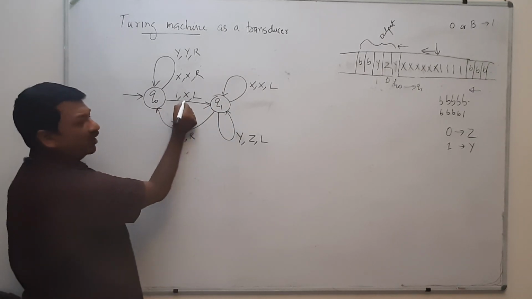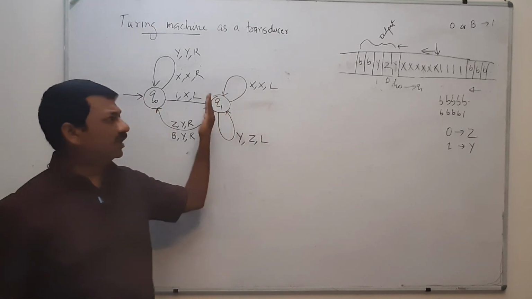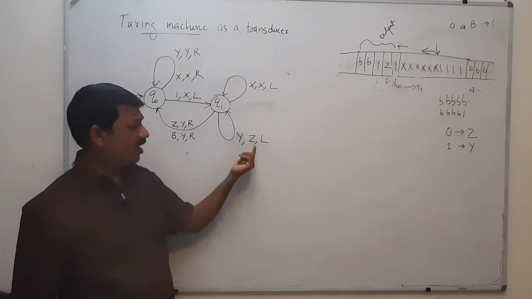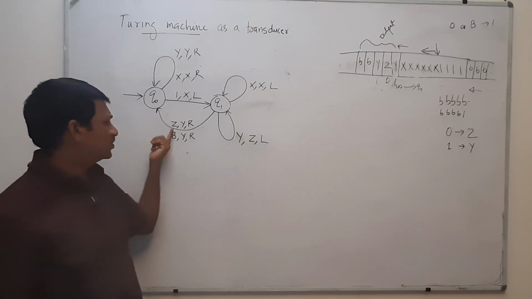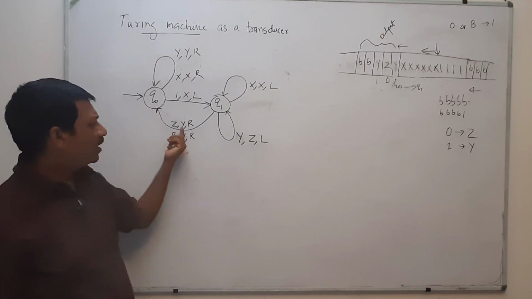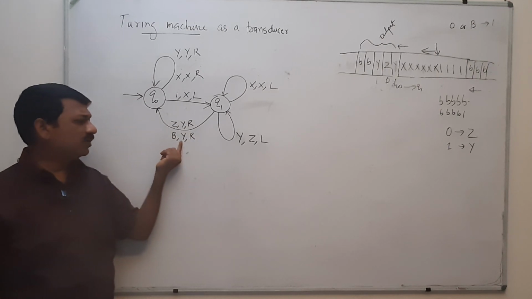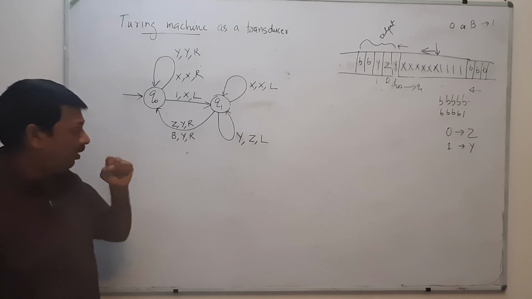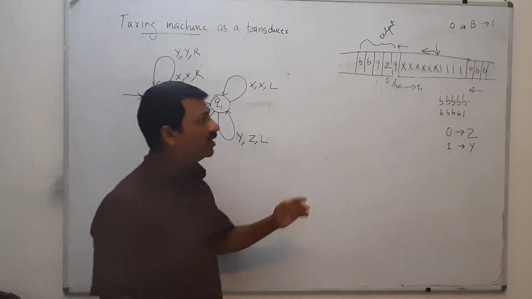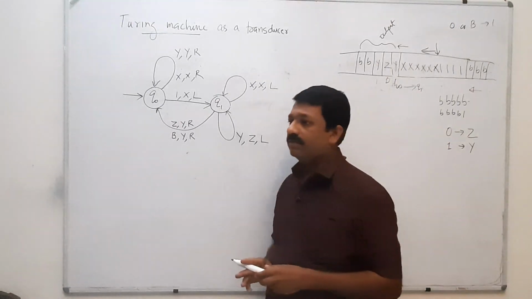You are going to make that 1 an x, and once you are in state Q1, again you are skipping all the x's. That is why x, x, L, moving left. Then if you happen to see y, you have to replace that with z, and if you happen to see z, you are going to switch to the previous state Q0, replacing this z by y. And if there is a blank, that also has to be replaced by y. This is the Turing machine which is converting a unary number to its equivalent binary number. Thank you.